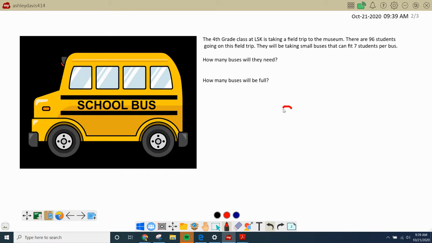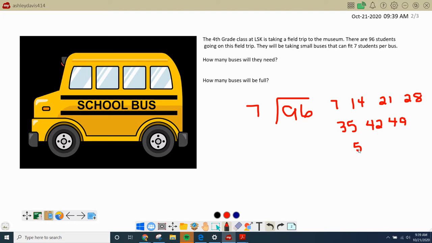Okay, so we're going to divide 96 divided by 7. Now remember, we can write our multiples of 7 to the side. So 7, 14, 21, 28, 35, 42, 49, 56, and 63.